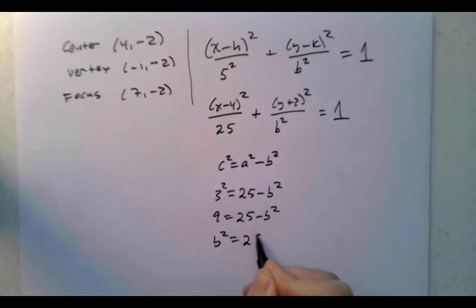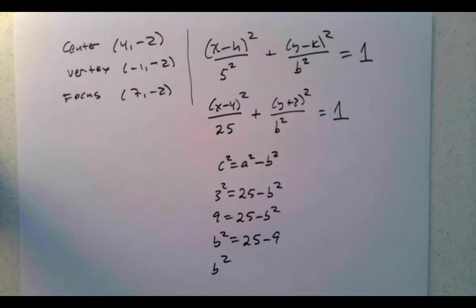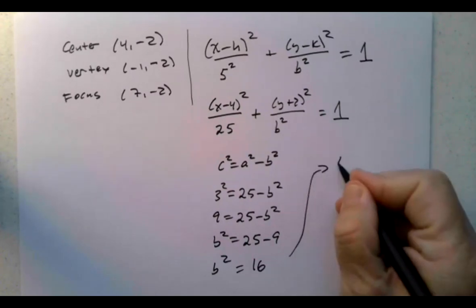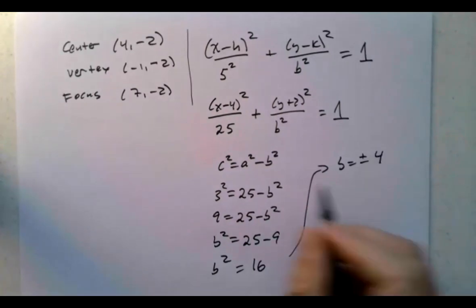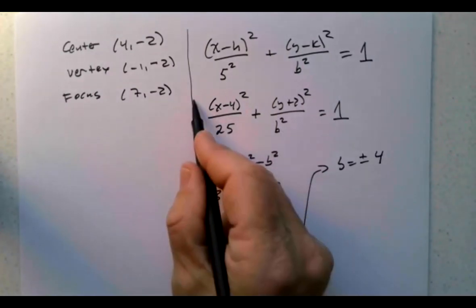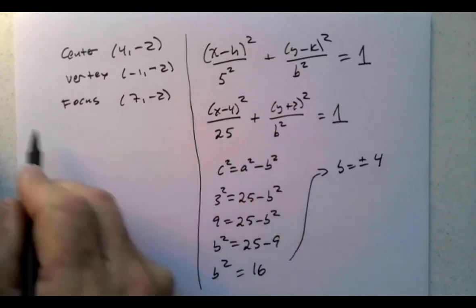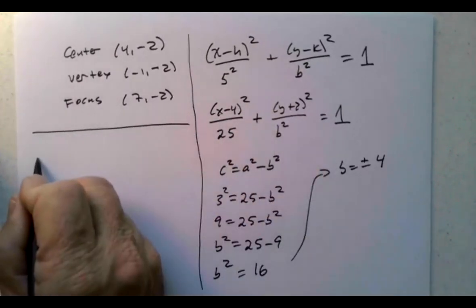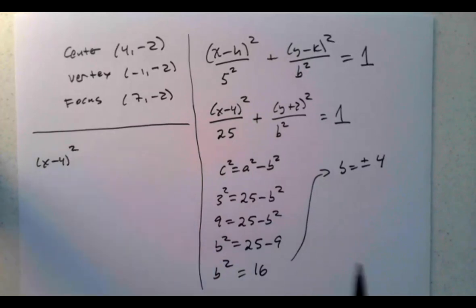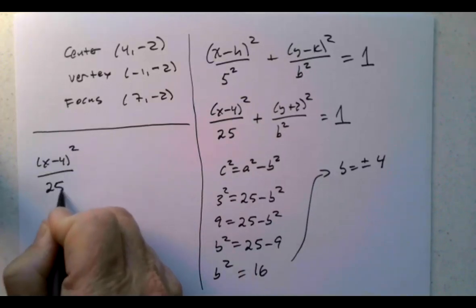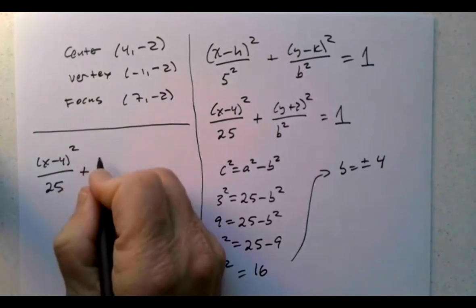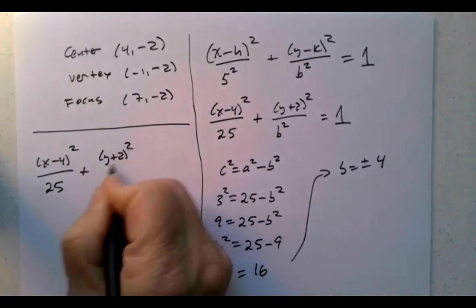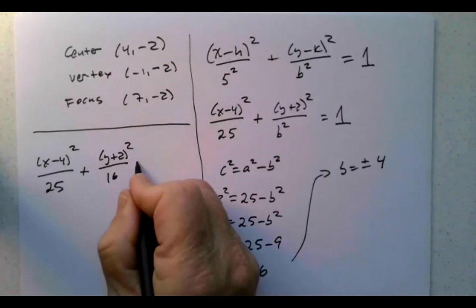b squared is 25 minus 9. b squared is 16, which, okay, fine, b is plus or minus 4. But we really want to get to b squared is 16 to give me my equation that I'm looking for. So once I have that, I can recognize that we have (x minus 4) squared over 25 plus (y plus 2) squared over 16 equals 1.